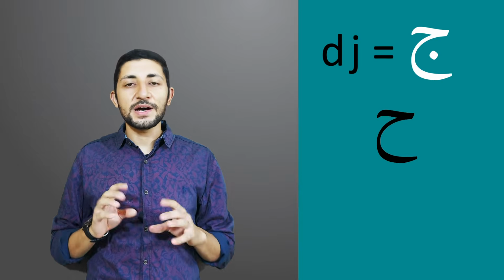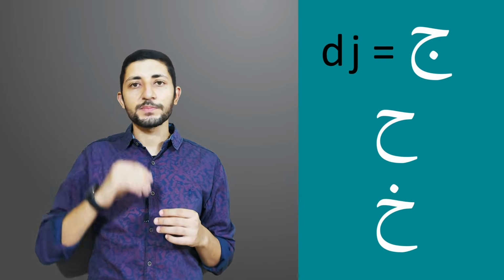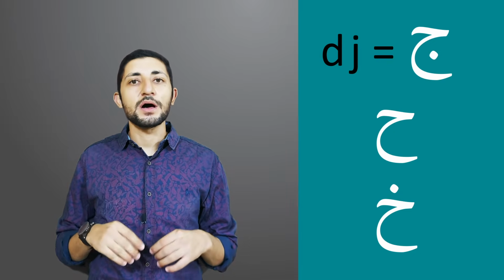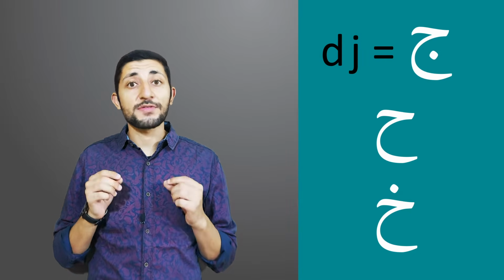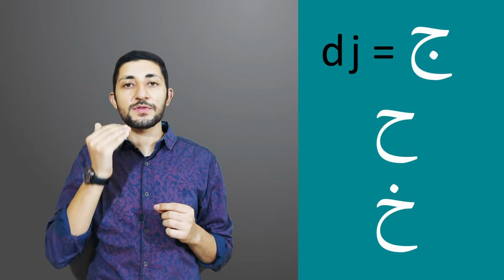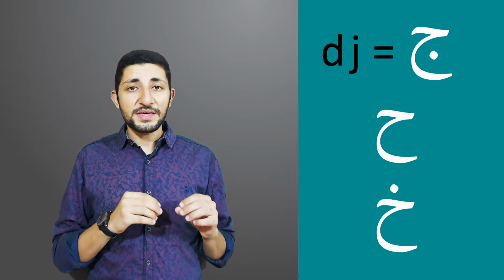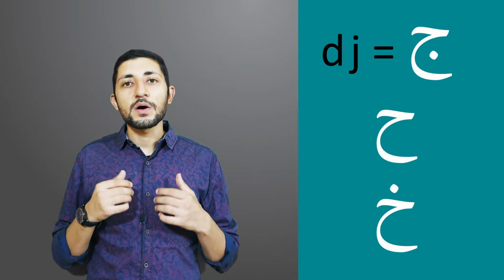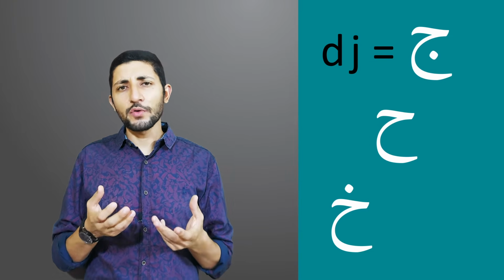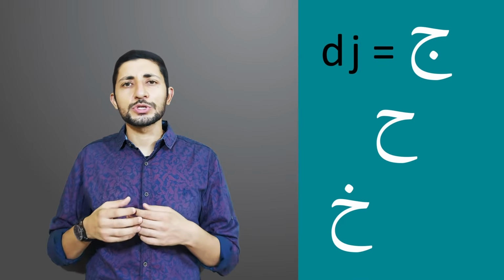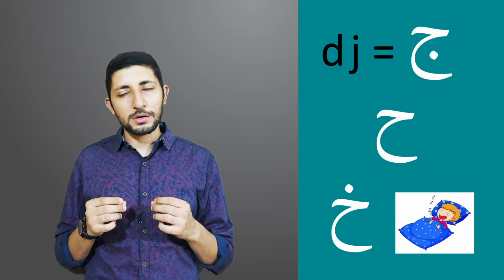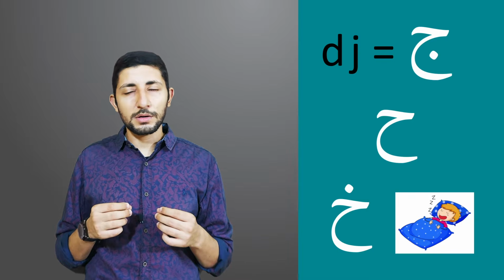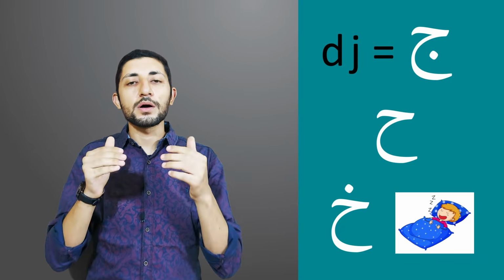Okay, the last letter in this group looks like this. This time we have the dot on top, and we pronounce it as kha. It's also a throat sound because the sound comes from the throat. Kha. I think this sound can be found in German. It's like a snoring sound, just like someone who is snoring during his sleep. But the sound comes from the throat, not from the nose. Kha.